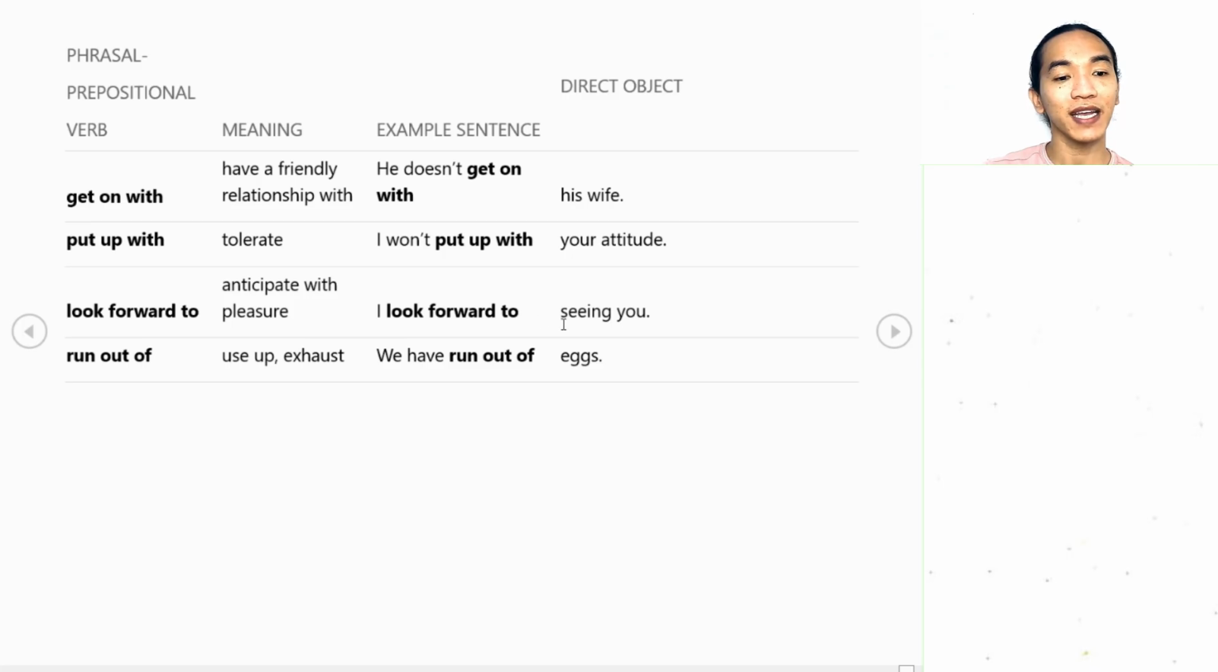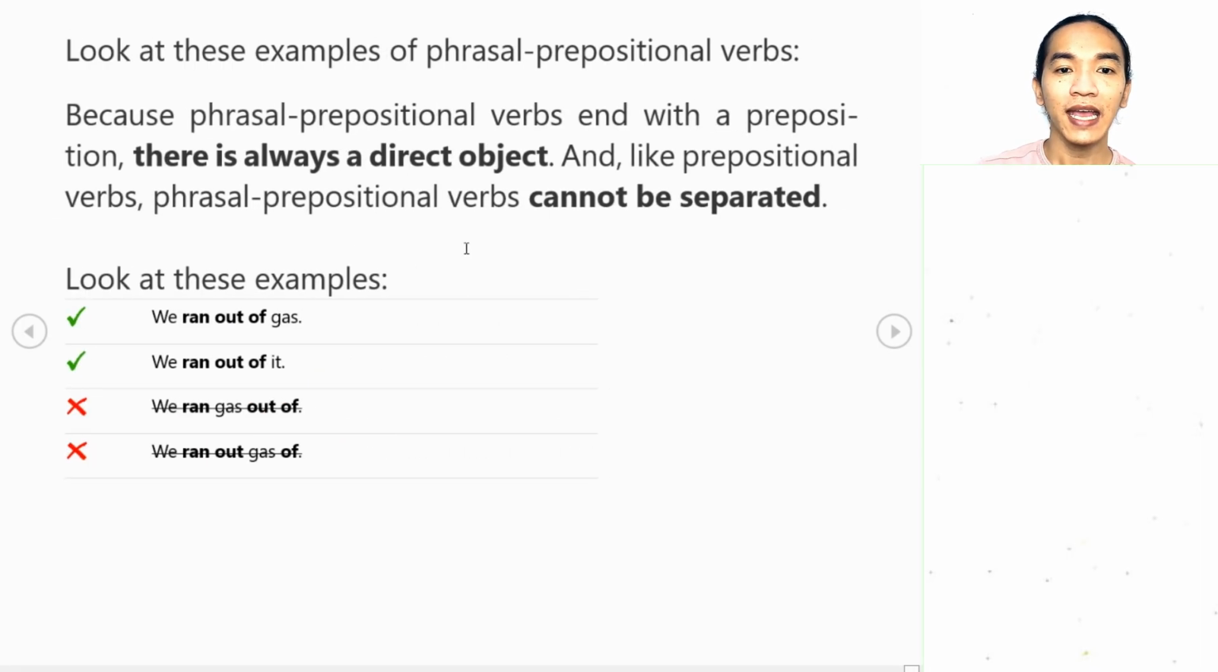So please pay attention to the direct object. The last example here is run out of, which means use up or exhaust, almost none. We have run out of eggs, so we don't have eggs anymore. We call these phrasal prepositional verbs because they are a combination of a verb, an adverb, and a preposition.